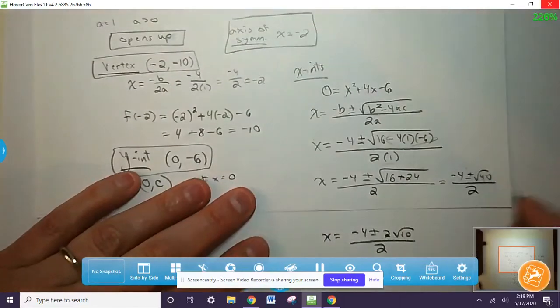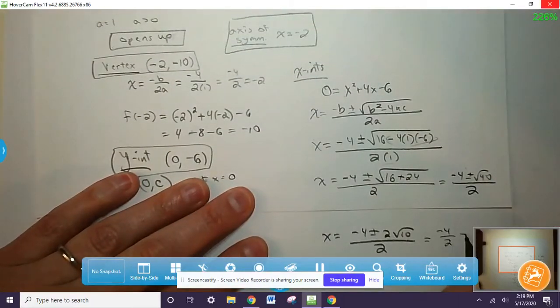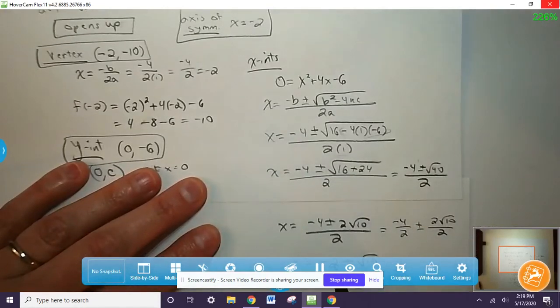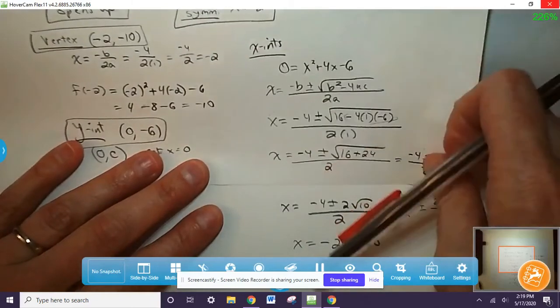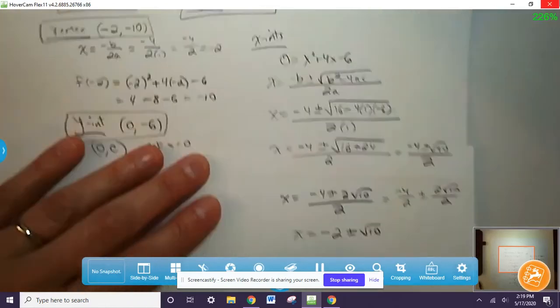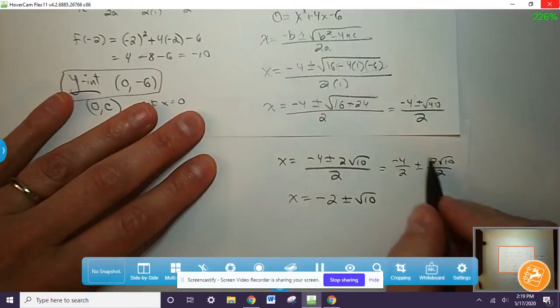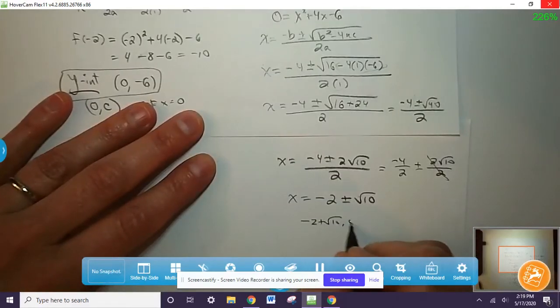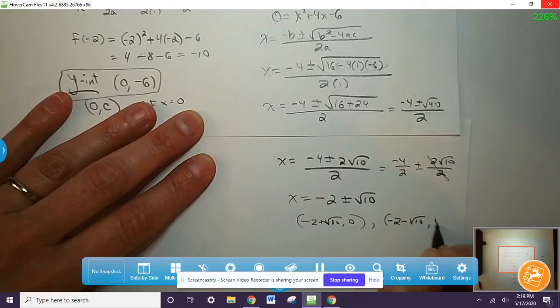So what we're going to do is take negative 4 over 2 plus or minus 2 radical 10 over 2. And that is going to simplify to negative 2 plus or minus radical 10, because negative 4 over 2 simplifies to negative 2. And in the 2 radical 10 over 2, those 2's are going to reduce and leave us with just radical 10. So these are our x-intercepts. In exact form, it would be negative 2 plus radical 10, 0, and negative 2 minus radical 10, 0.